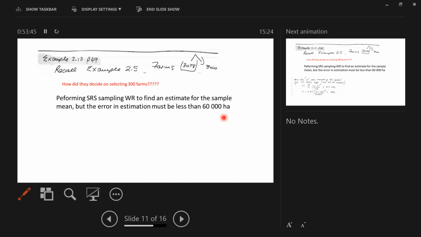Whoever it is in the agriculture department, government, minister, you don't have to worry how he found it. He said, I don't want to be out for more than 60,000 hectares. What does that mean, out? It means you're going to give me an estimate. I understand it's not the real value, but you better not be more than 60,000 out, the estimate and the real value. So you don't know the real value, you just get a sample. And what they're doing, they're capping the error. And that's going to tell you your sample size. As soon as you've capped the error, you can get the sample size.